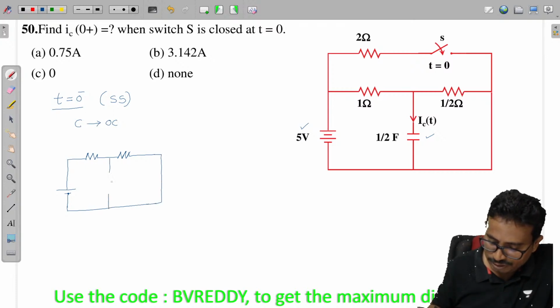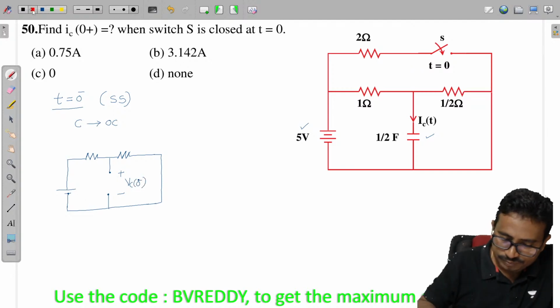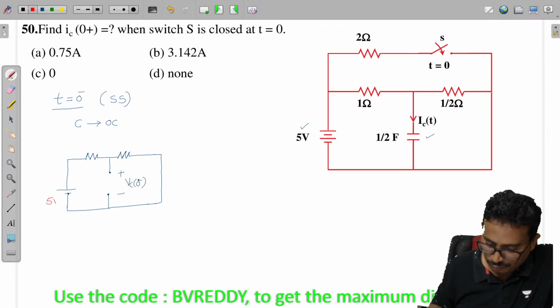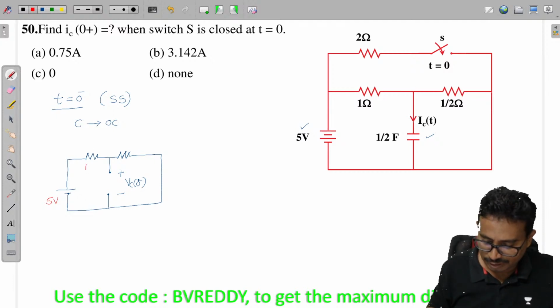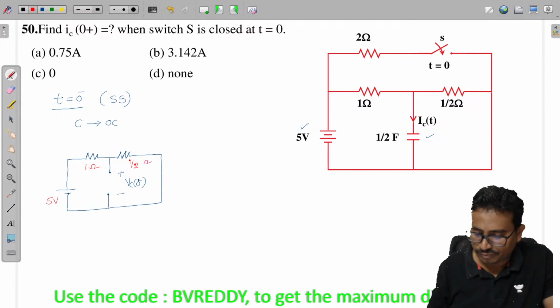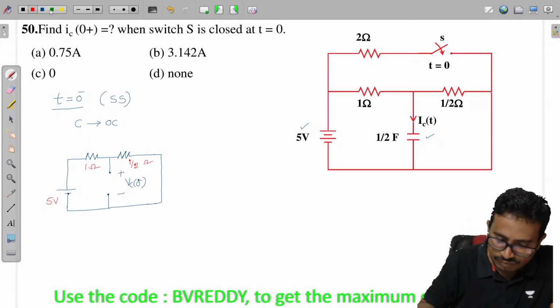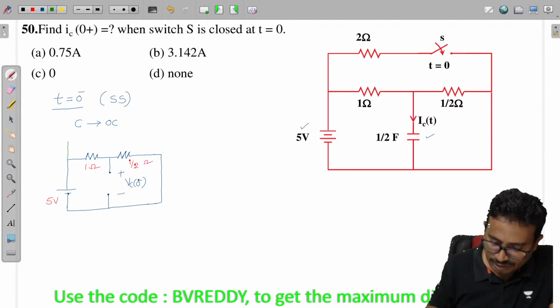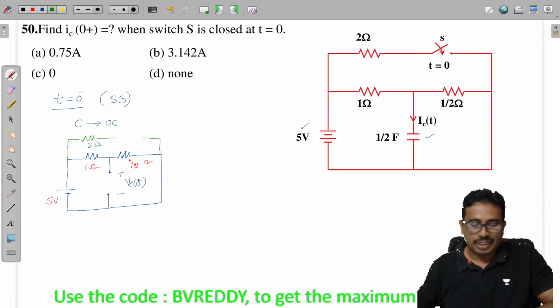Here is my capacitor, which is open circuited. So I'm calling this Vc of 0 minus. Here the source is 5 volts, and here this is 1, and this is given as 1 by 2 ohms. And here we have a switch connection, but the switch is open, then there is no flow of current here. The switch is open here, then there is no use of this part.